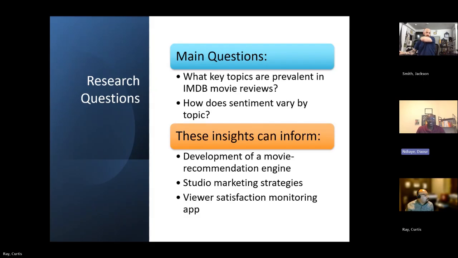For example, knowing the acting and plot twist drive both strong praise and criticism could guide both production and promotion strategies. Next slide.